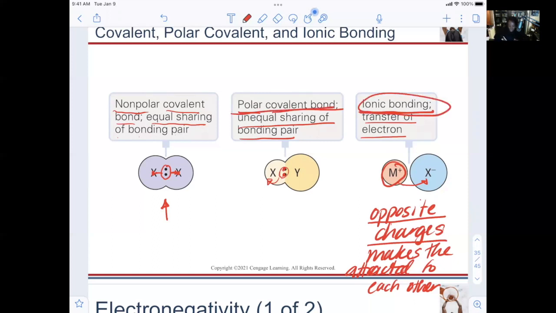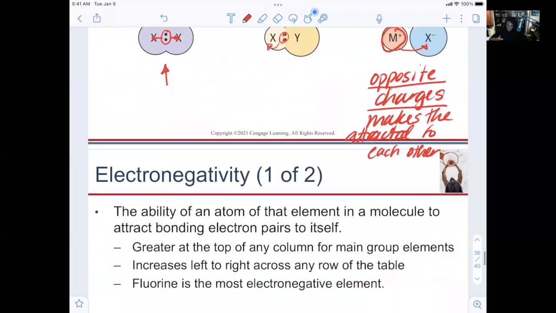In these first two, it's the sharing of electrons. So remember over here, you're sharing electrons. In this last one here, it's not sharing of electrons that brings them together. They actually don't share electrons. There's a transfer of electrons from the metal to the nonmetal. And then after the transfer takes place, they have opposite charges and they're drawn to each other, okay?